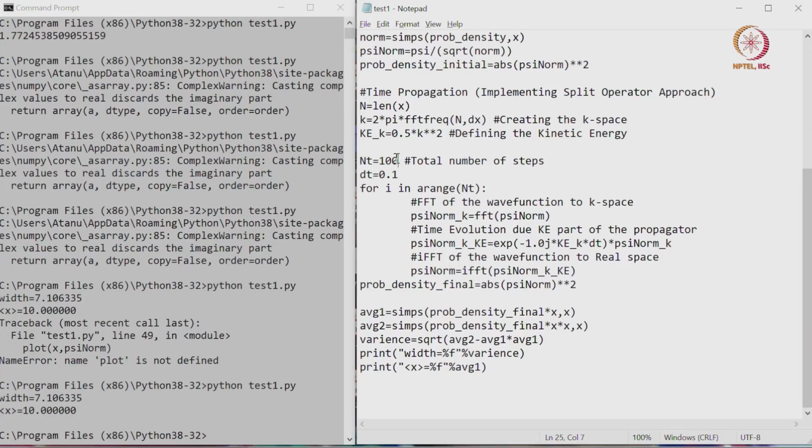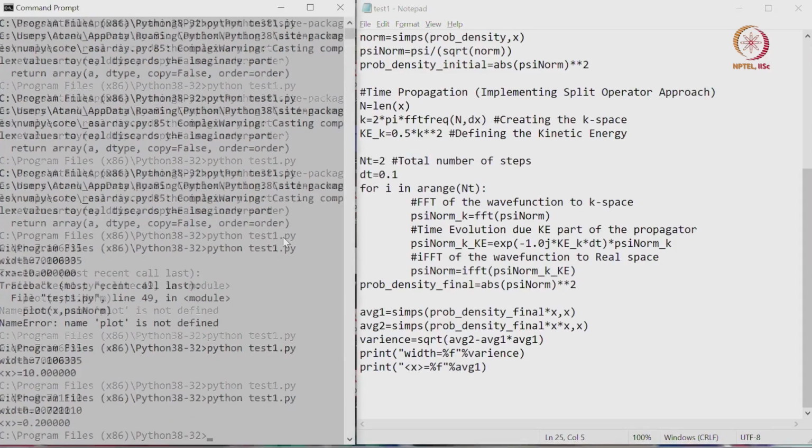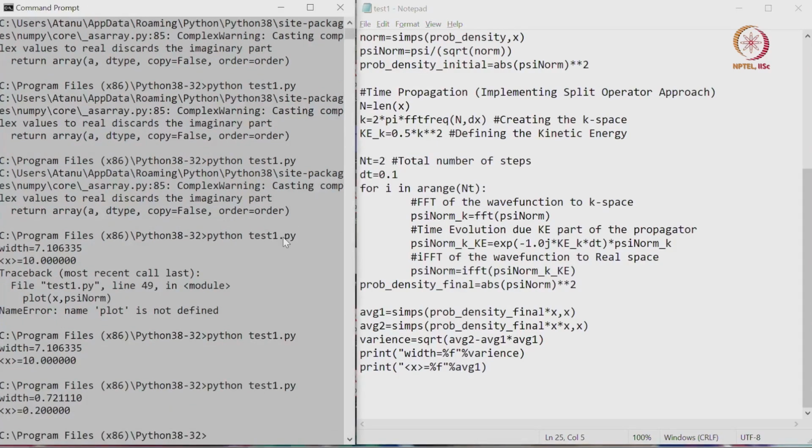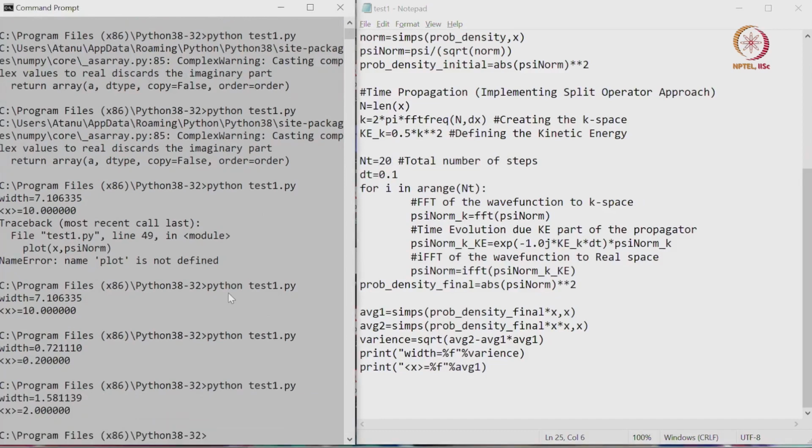So we can keep doing it. We can change the 100 from 10. We can use anything. We can use 2 and then run it. I get the width and the center position. I can make NT to be 20, and I can see that the width and Gaussian center position are changing. So everything is changing.